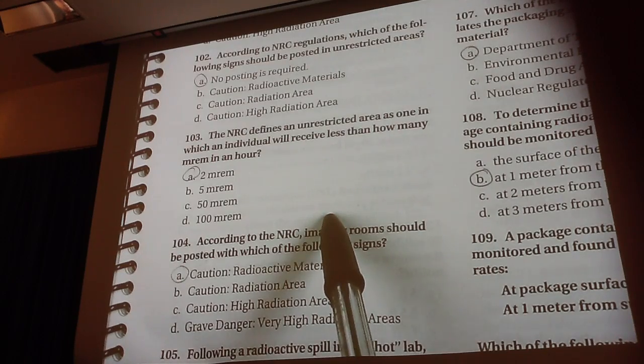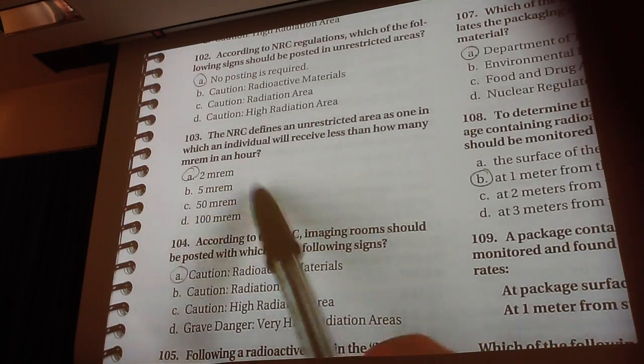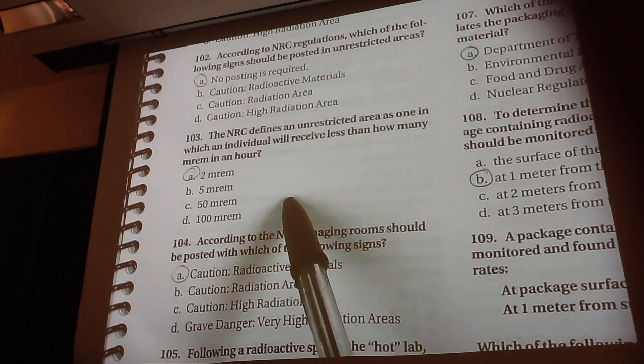Because we have effective dose equivalent and dose equivalent. They're both very similar, and you need to understand what the difference is. So let's talk about what dose equivalent you would be using for this. Mr. Villa, how do you calculate rem?